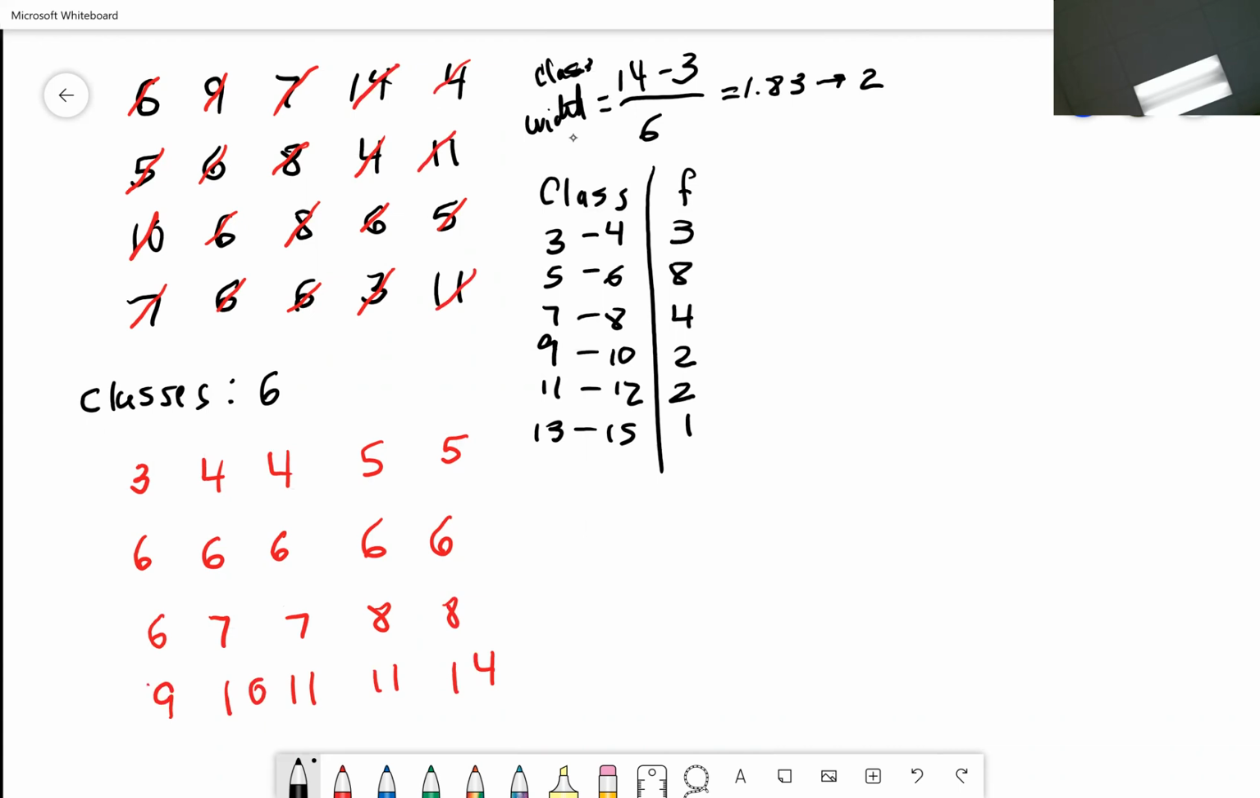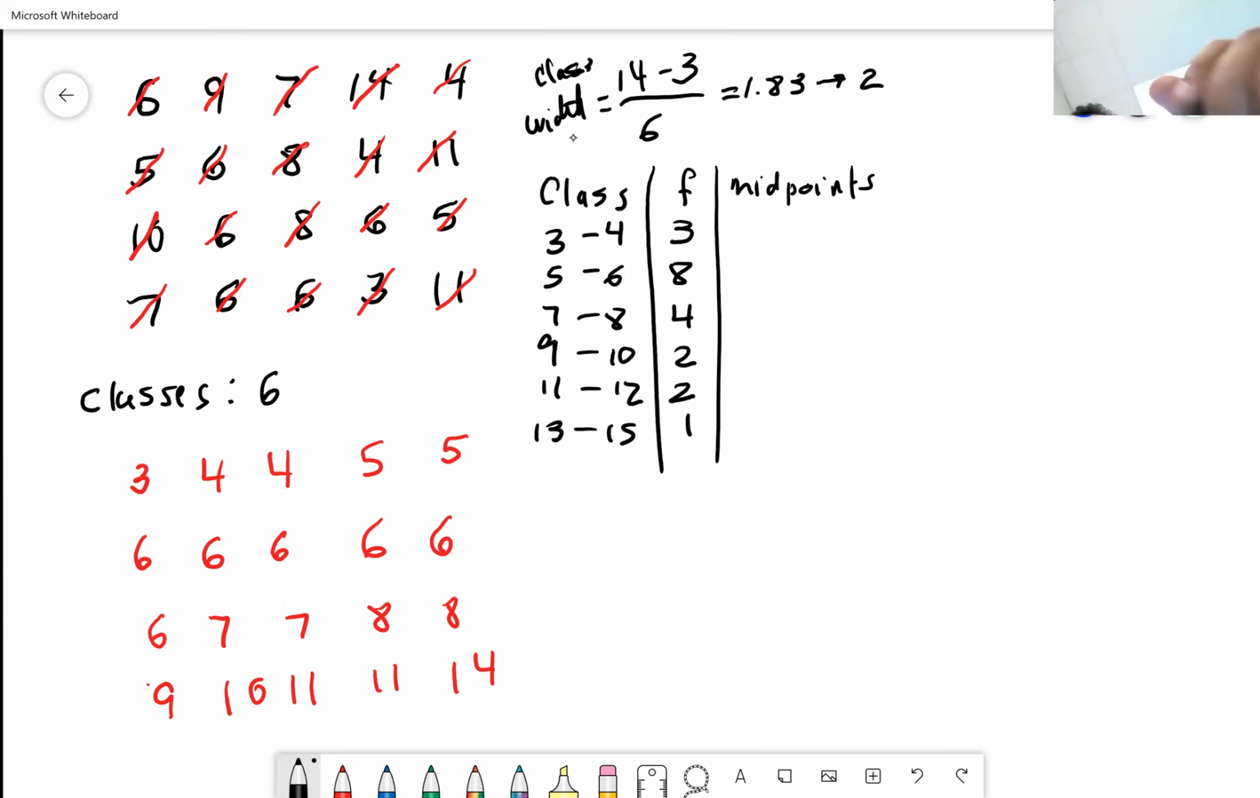Okay. Let's first draw the distribution now. A quick sketch of it. Let's use midpoints. Just for old time's sake, midpoints. 3 plus 4 is 7. 7 divided by 2 is 3.5. We got 3.5, 5.5, 7.5, 9.5, 11.5, 13.5.